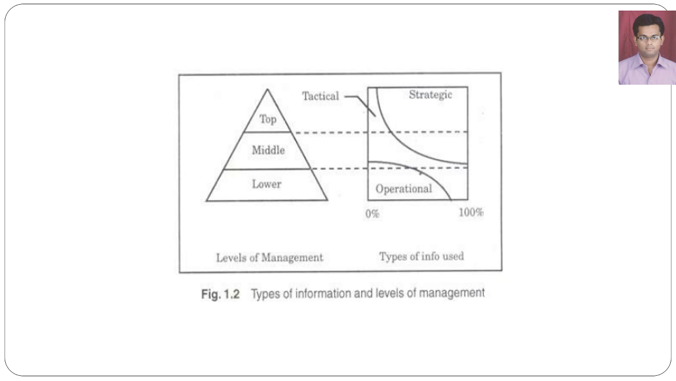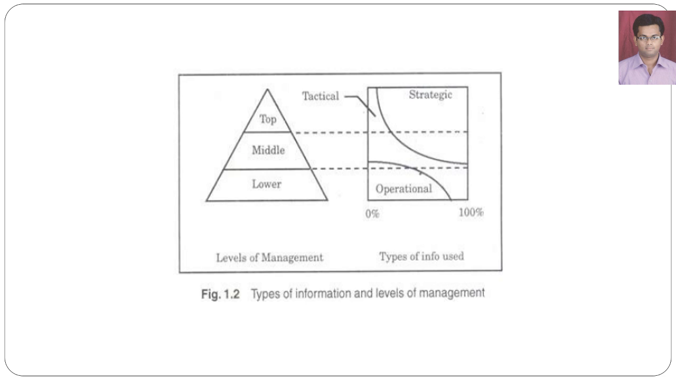Now, this diagram explains the typical categories of information needs at different organizational levels in a proper manner: types of information and levels of management. The triangular part of the diagram explains levels of management, while the rectangular part explains types of information that are used. If you concentrate on the base of the triangle, it is for lower level management, and all the operational information is required by this lower level management.